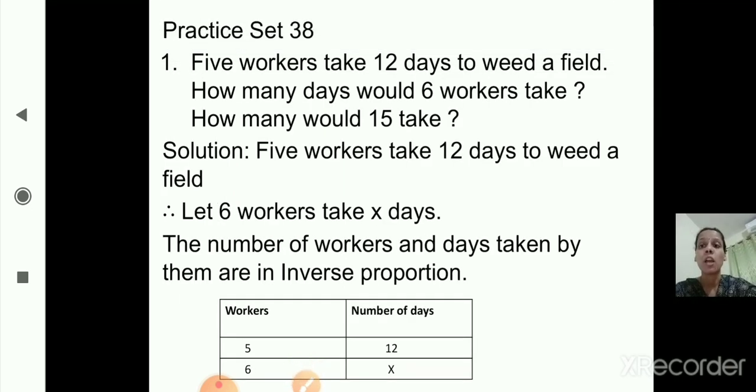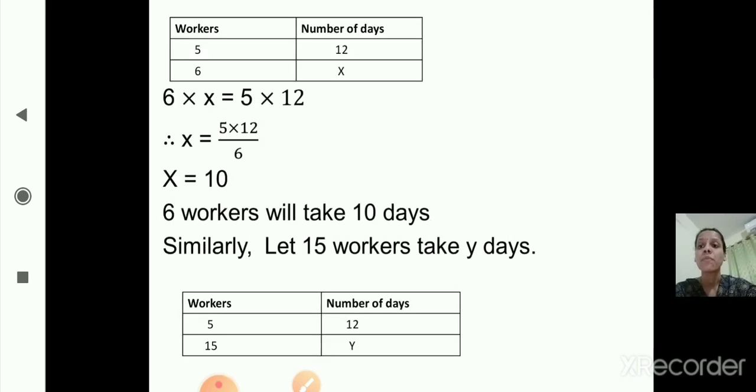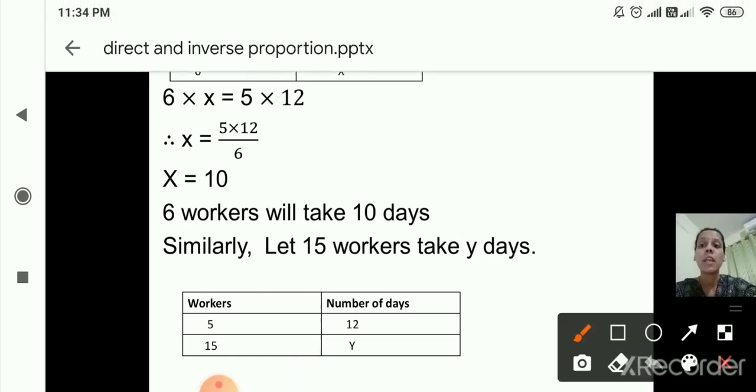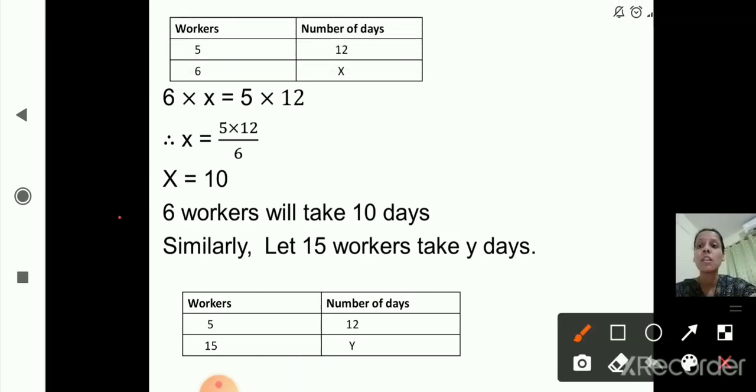Now we have to find out for 15 workers how many days they will take. So that we will consider first. For 6 workers it will take 10 days. Similarly, let 15 workers take Y days. Now we will consider 5 workers they are taking 12 days. So for 15 workers they will take Y days. For 6 workers we consider it as X. Now for 15 workers we will consider it as Y.